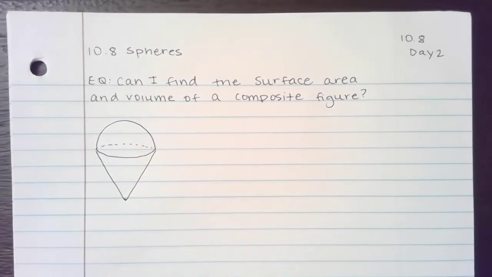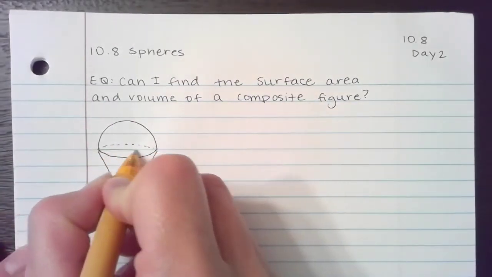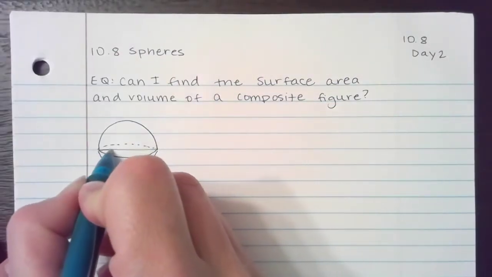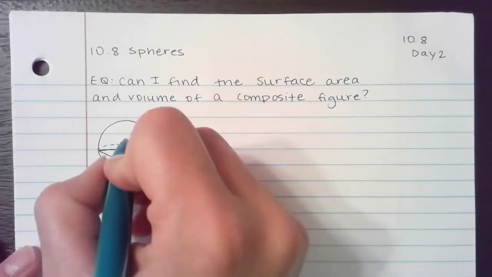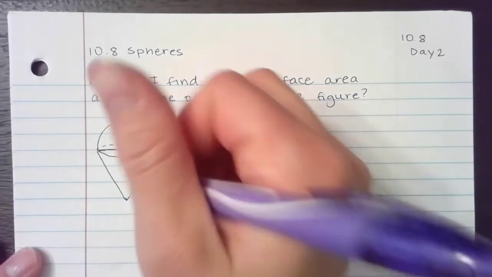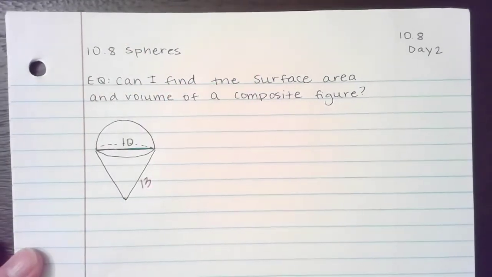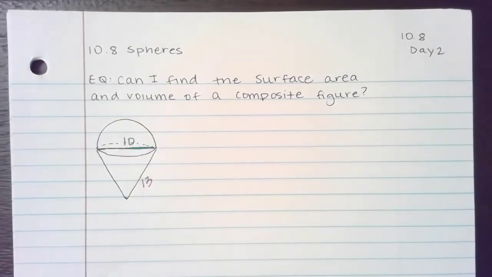Okay, so we do need to get some numbers out of here. The diameter of the circle is 10 units, and our slant height is 13 units. And that is all I'm giving you, because you will have to find the height of the cone and all that fun stuff, but I'm not giving you that directly.